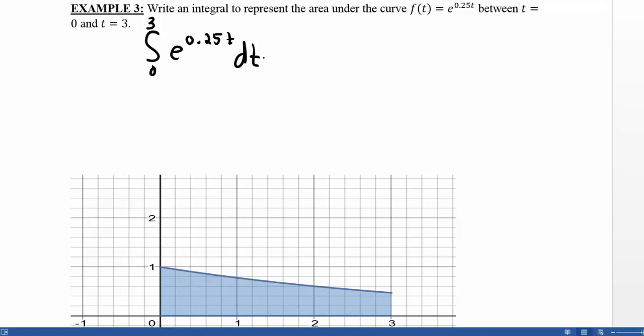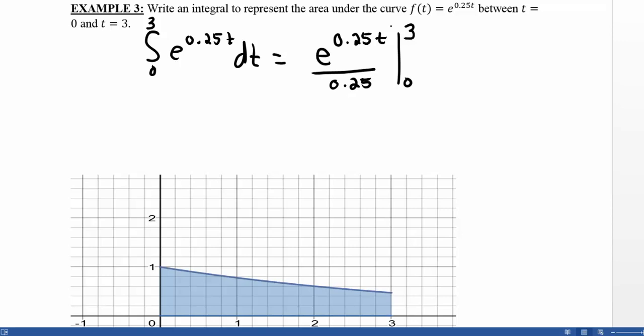So here, if I want to use what I've learned about the fundamental theorem, I can find the antiderivative. So remember with e terms, you get the same exact thing back, but then you divide by the constant that's in the power. So here, that means I'm going to be dividing by 0.25. And I'm going to evaluate that from 0 to 3.